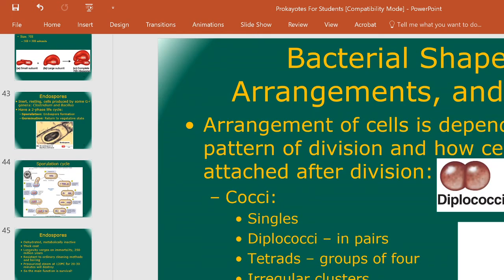Then with arrangement, this is how they can be put together. Notice only cocci and bacilli have arrangement. There's no arrangement for spirochete, so they're just going to be by themselves. So your cocci, you can have them alone, or you can have diplococci. That shows you a picture. You can have a tetrad. You should be familiar with the tetrad. Tetra, or tet, means four, so it's a group of four together. If you put two diplococci, one on top of another, that would be your tetrad.